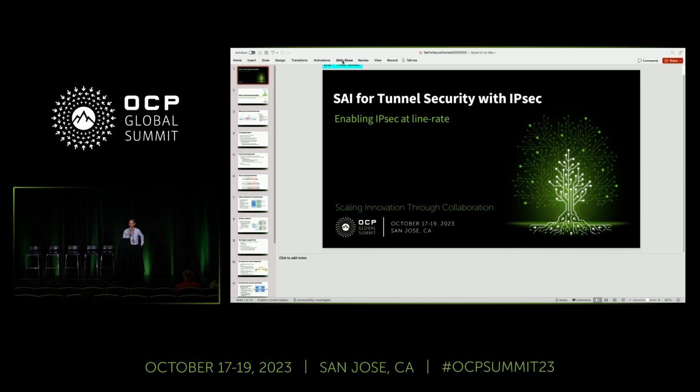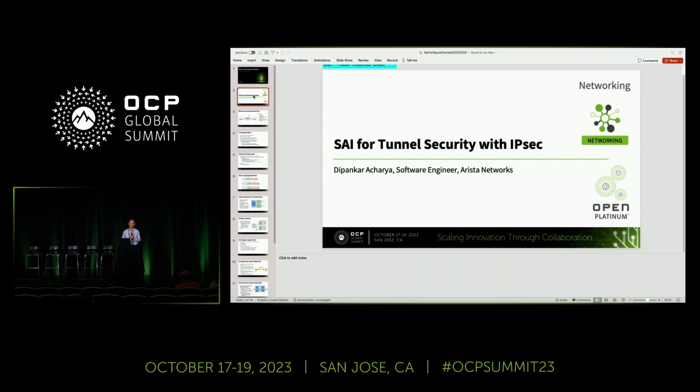So I'm going to talk about SAI for tunnel security. This is basically IPsec applied to IP tunnels. And we support it in hardware, so the SAI is there for programming the hardware, and that allows us to do it at line rate. And since this is SAI, of course, this is a case where the tunnel is terminated in a switch, which is often the case when we get to the application cases in a couple of minutes.